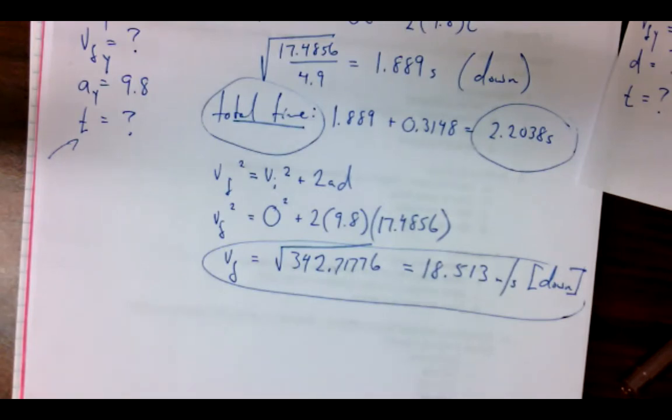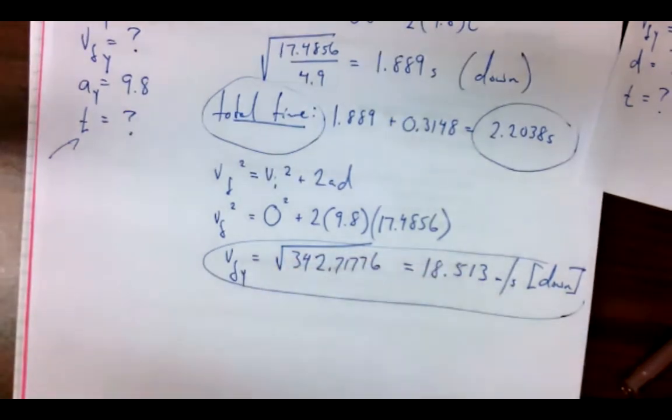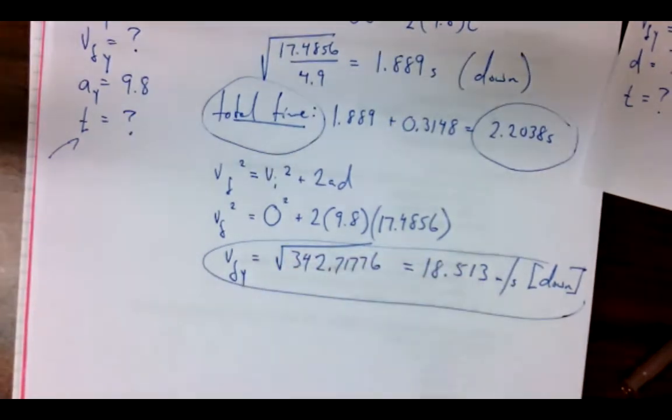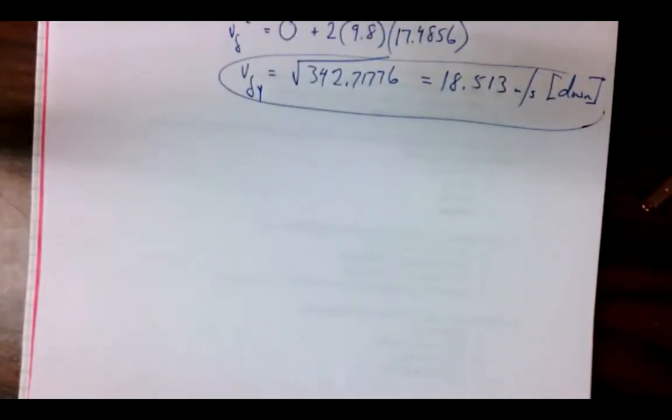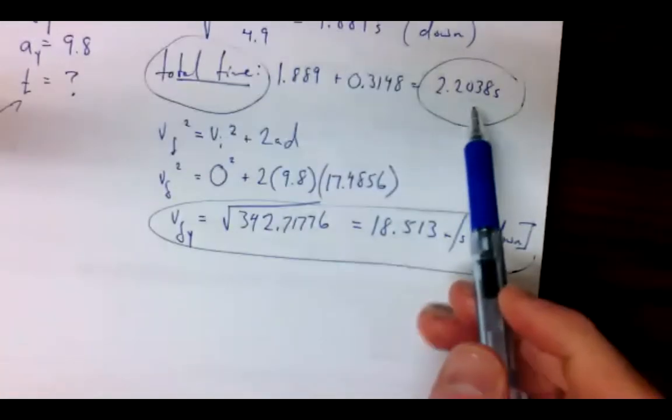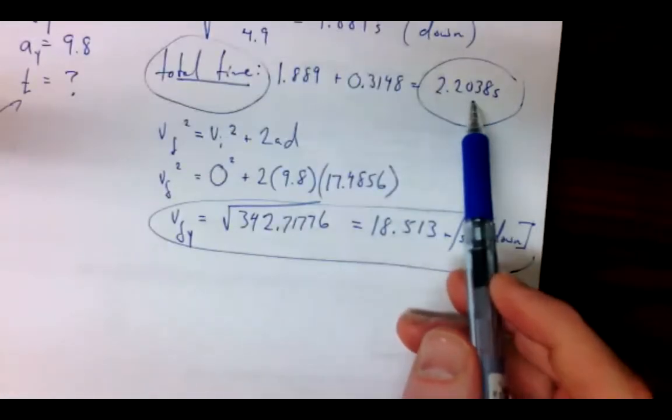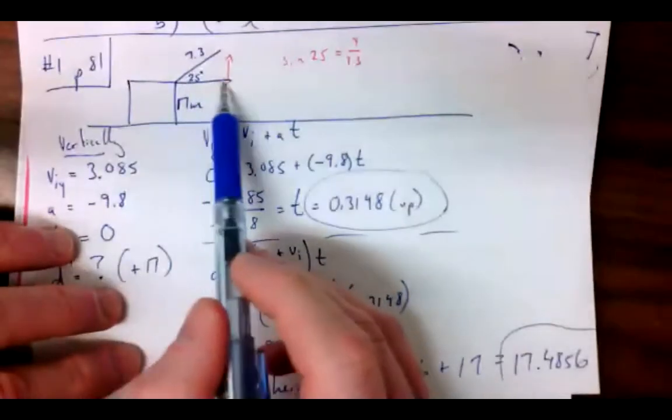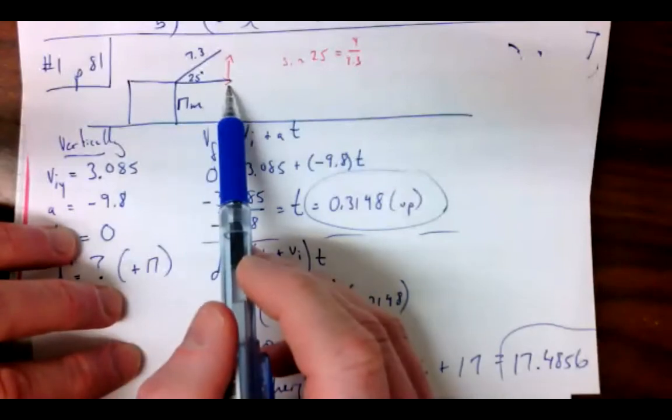Any questions thus far? Excuse me. VFY. Okay, no questions. I'm going to keep going. So the first part of this question asked, how far will they travel horizontally? Well, we know that they are in the air for a total of 2.2 seconds. So now we just need to figure out their horizontal velocity because that doesn't change.